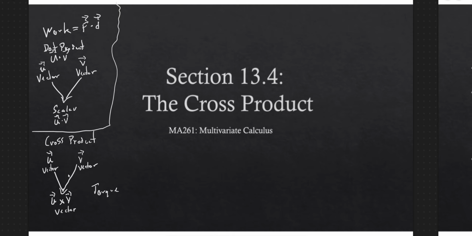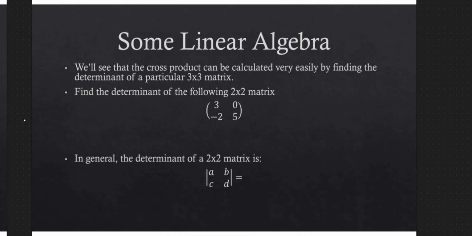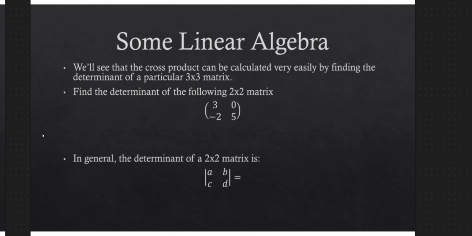Now, before I get into the definition of the cross product, or vector product of two vectors, I want to talk about a little bit of linear algebra, because this is going to make our calculations a lot easier. So we're going to start with matrices. So how do matrices work into this? Well, we'll see. I just want to start here with how we compute determinants of matrices. Because we're working in 3 dimensions, we're going to be working with 3x3 matrices and computing determinants of these. However, in order to do this, we first need to understand how to take determinants of 2x2 matrices.